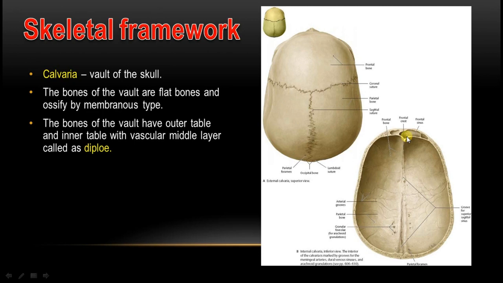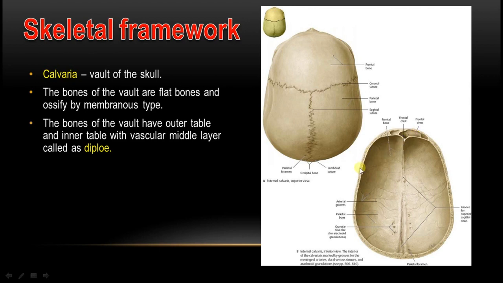Maxilla again is an example of a pneumatic bone. Ethmoid and sphenoid are also examples of pneumatic bones because they contain air-filled spaces. So here you are able to see the frontal sinus. Infection of the sinus is called sinusitis.